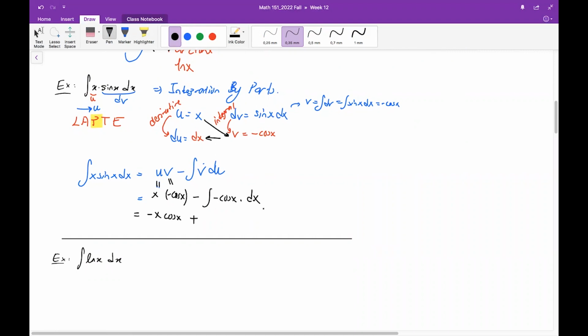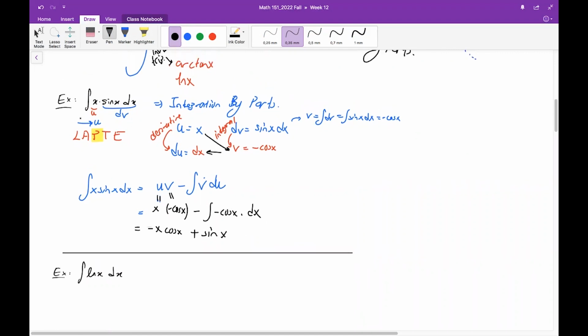Integral of cosine x is what? It is sine x. And since this is an indefinite integral, you shouldn't forget to put a general arbitrary constant c at the end. Okay, this is how you apply integration by parts.